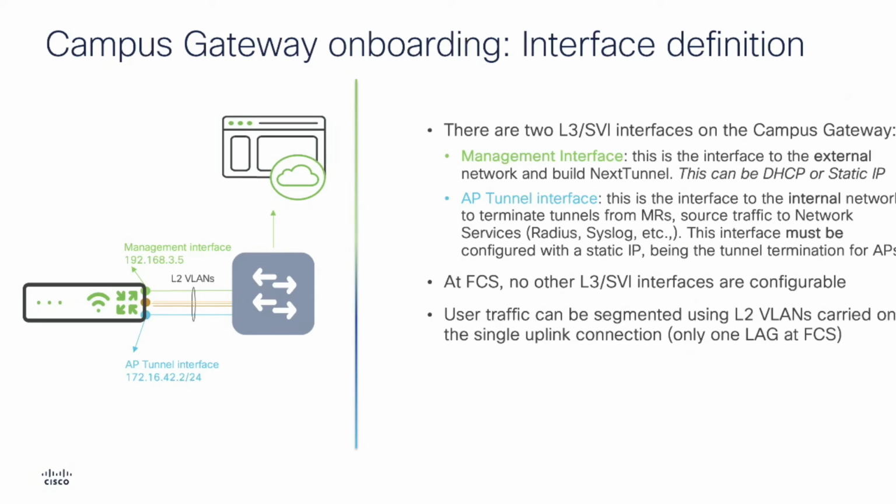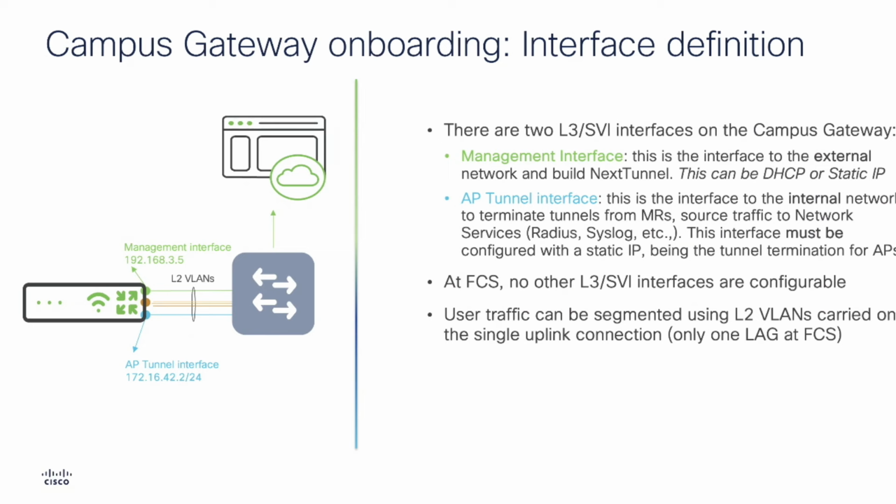So for those familiar with 9800, we had that wireless management interface, which was used not only for management of the box itself, but also to terminate the CAPWAP tunnels. So with MCG, we're kind of splitting that up. There'll be 2 L3 interfaces configured on the box itself. The first one's going to be that management interface. That'll be the external network. How do we reach out to dashboard? All the management plane traffic will go through there.